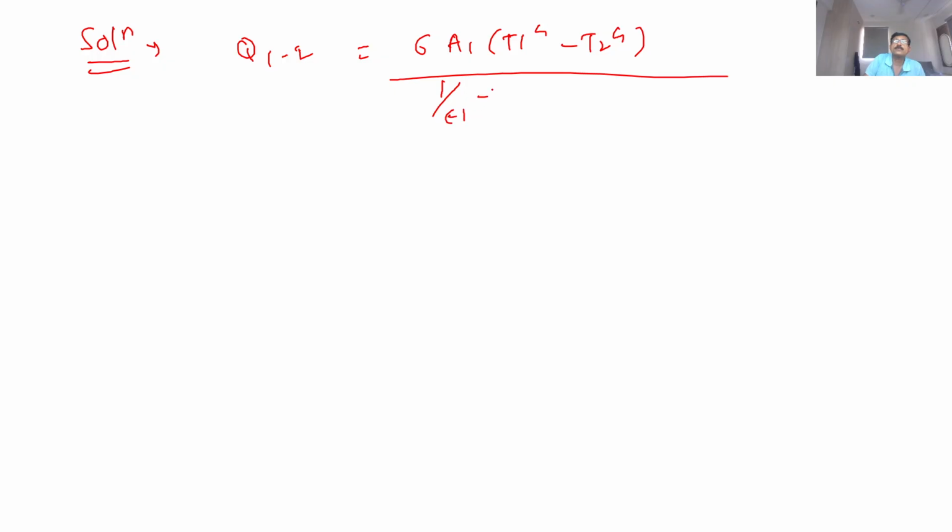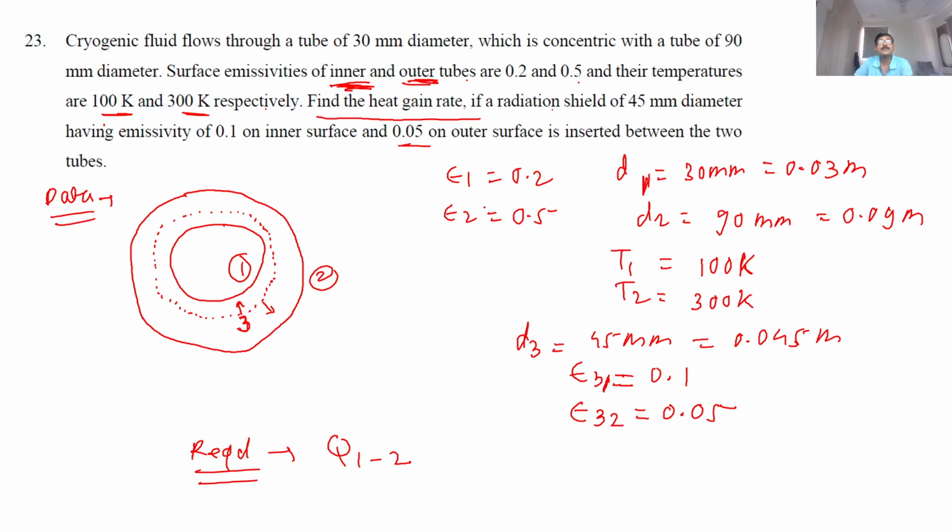In case of one body enclosed by another body, they may be concentric tubes or concentric spheres. In that case, what is the formula used? Q1 to 2 is equal to sigma A1 into T1 raised to 4 minus T2 raised to 4 divided by 1 by epsilon 1 plus A1 by A2 into 1 by epsilon 2 minus 1. This is the formula without a shield. Plus, in the problem, one shield is already there, that is number 3.